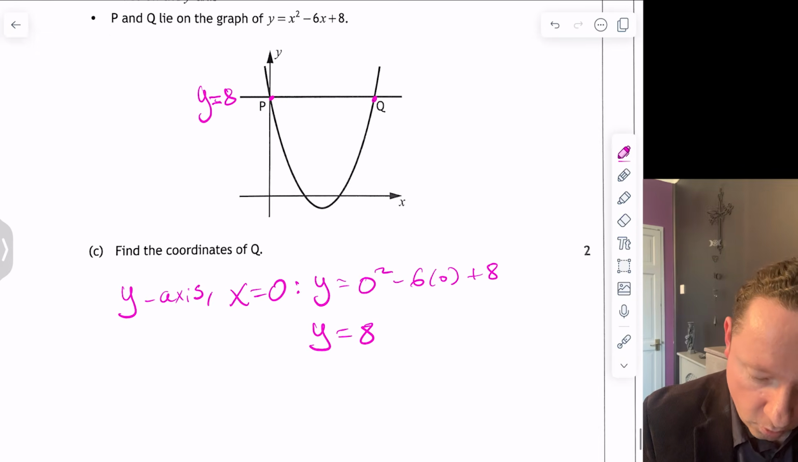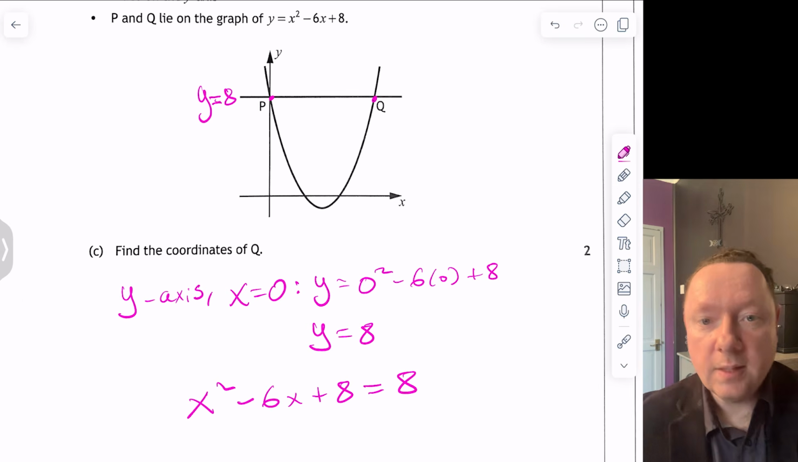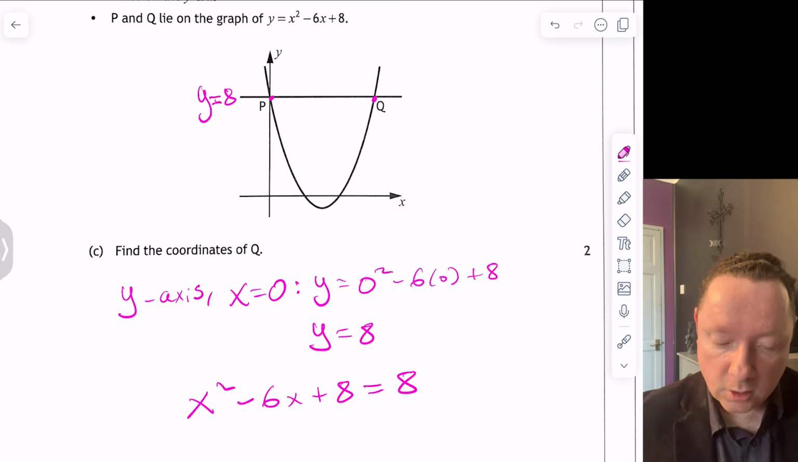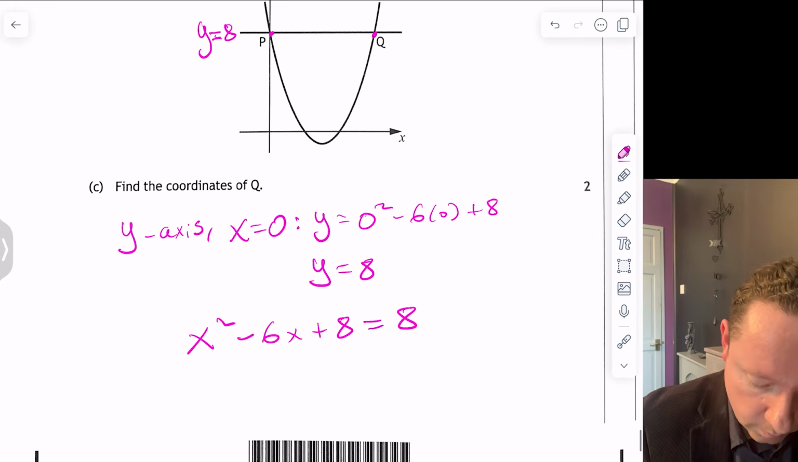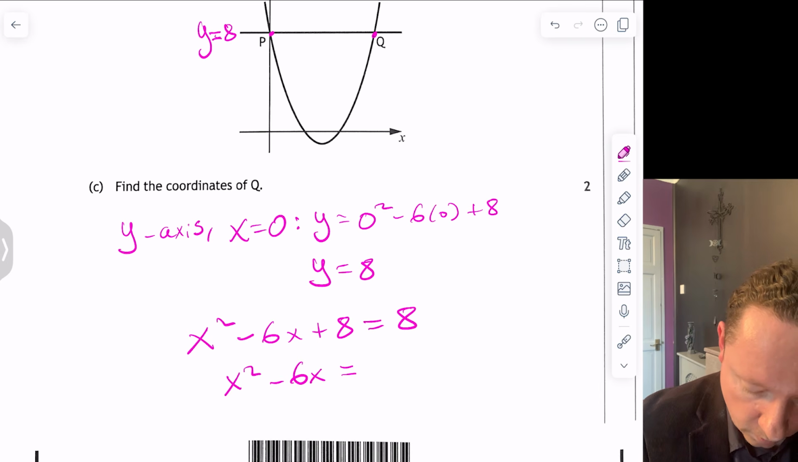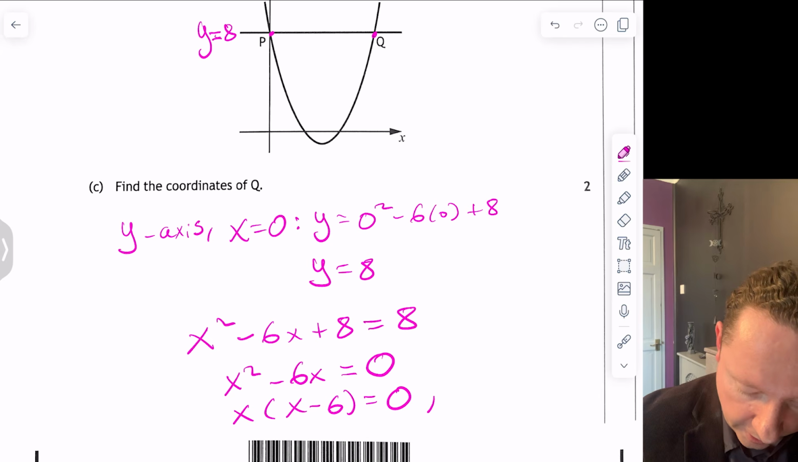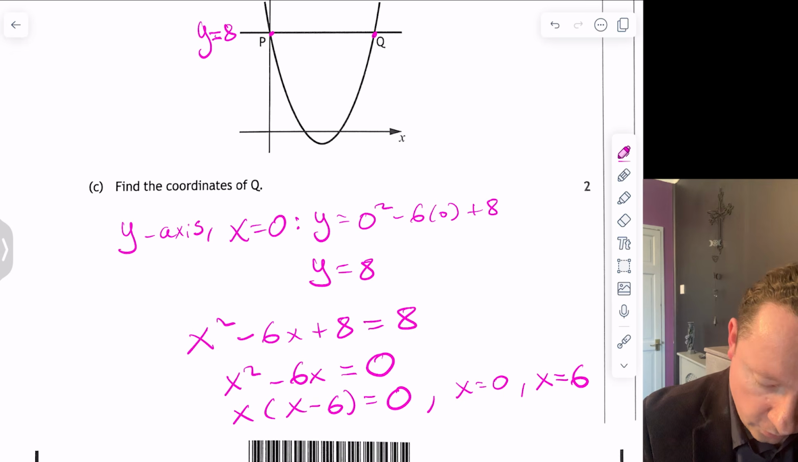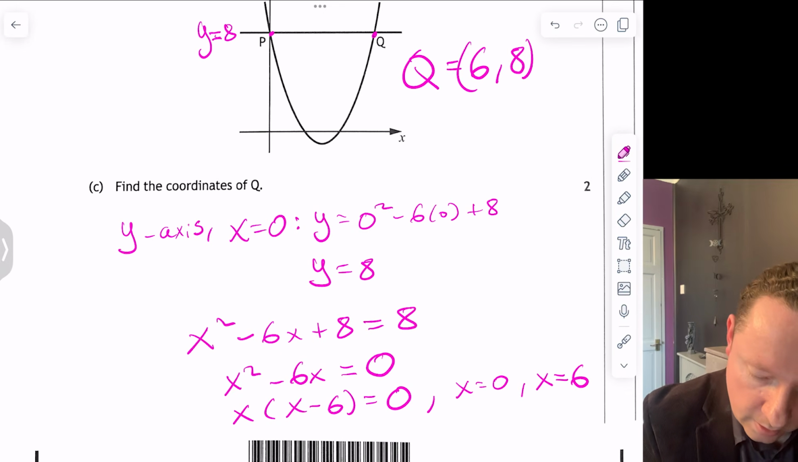So I can now just say that we've got x squared minus 6x plus 8 must equal 8, because it's simultaneous equations again, but in a simple way, because it's a point of intersection. So taking the 8 over, we get x squared minus 6x, 8 minus 8 is 0, so we get nothing. x bracket x minus 6 equals 0. So that means we get x equals 0 and x equals 6. So the coordinates of Q finally, Q equals 6 along and 8 high, (6, 8). And we're done there.